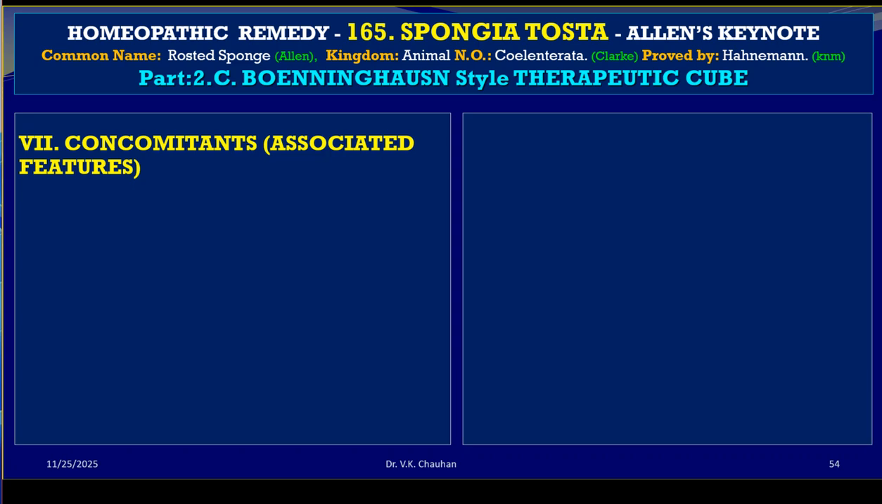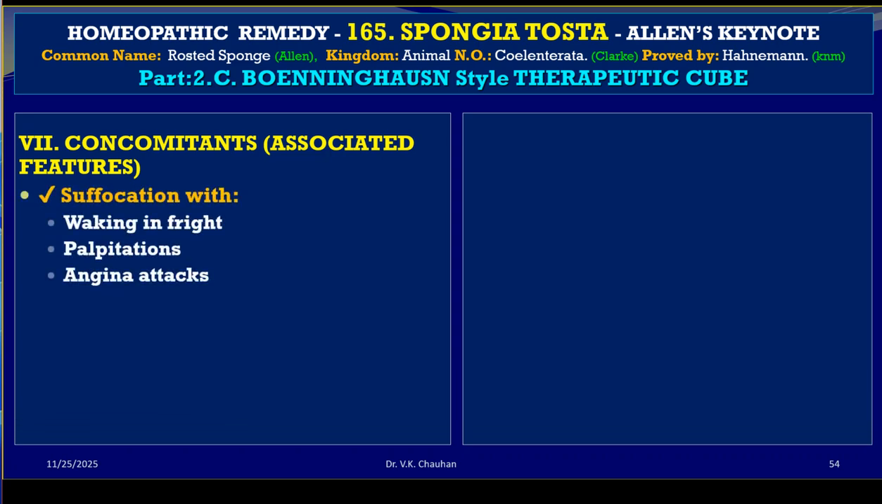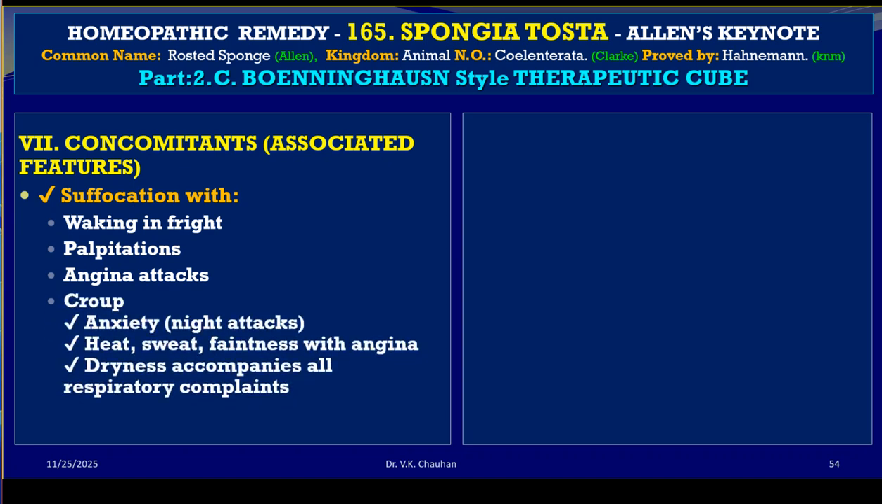So friends, we go to the concomitants, and here we have suffocation with waking in night, waking in fright, palpitations, angina attacks are concomitant symptoms here. In croup, we have anxiety, heat, sweat, faintness with angina, dryness accompanying all respiratory complaints. The information we have received from PQR 4, 14, 15, 10 and 11.